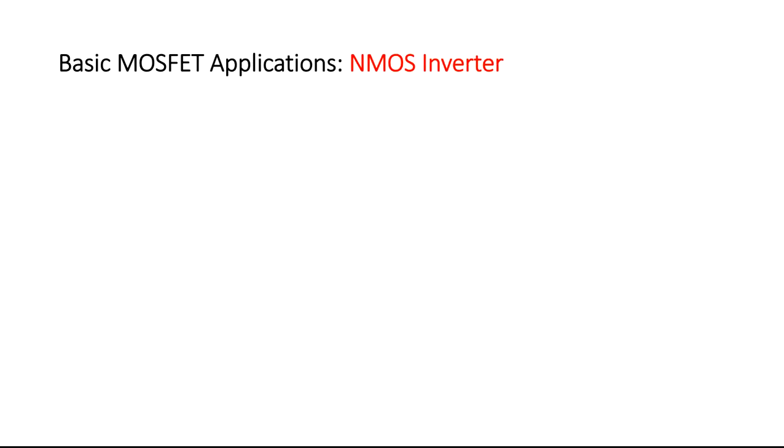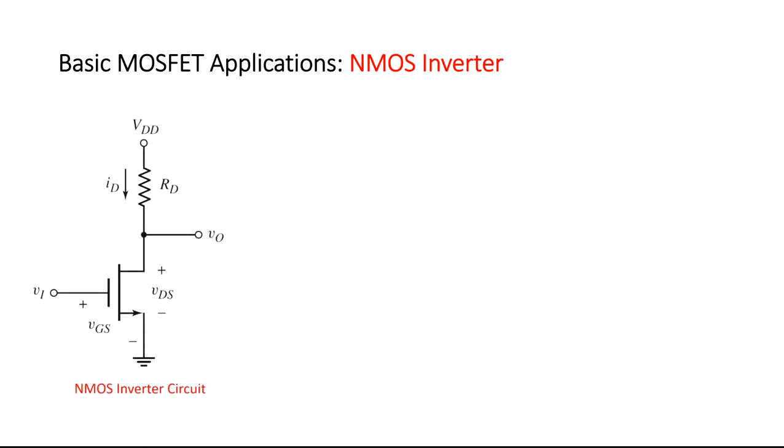In this slide, we start discussing some basic MOSFET applications. The first application is the NMOS inverter. An NMOS inverter or switch is illustrated in the slide. In this circuit, the input voltage equals the gate voltage, and the output voltage is the drain voltage. The transistor switch provides an advantage over mechanical switches in both speed and reliability. The transistor switch is also called an inverter.